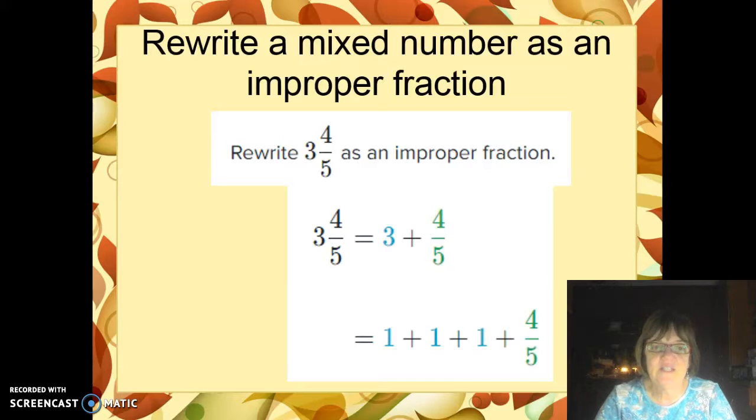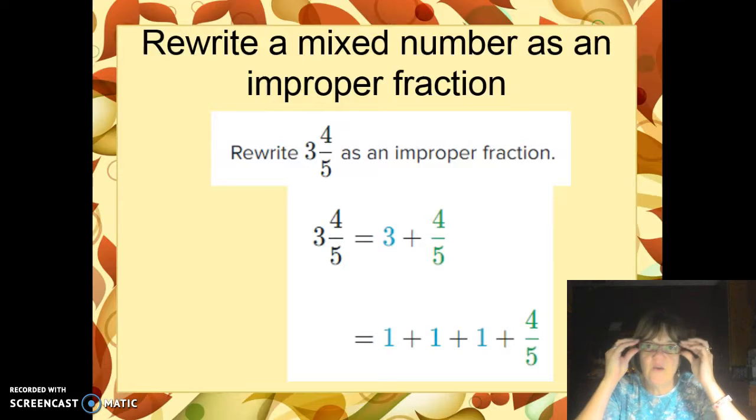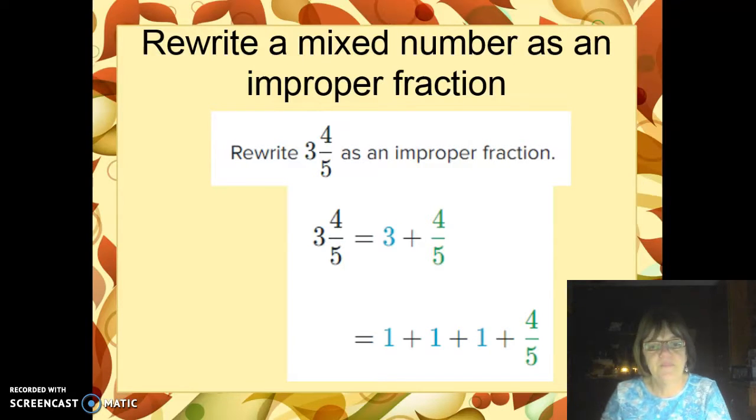So let's get started with, first of all, rewriting a mixed number as an improper fraction. I'm going to try and do this a little bit visually for you because I know so many of you think with the eyes in your head. So my first problem I'm going to do for you is 3 4/5. I'm going to write that as an improper fraction.